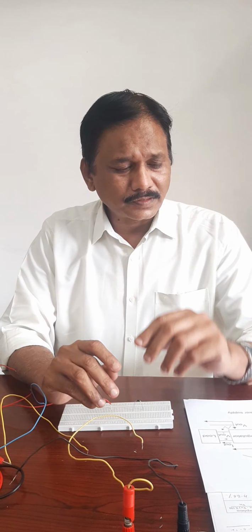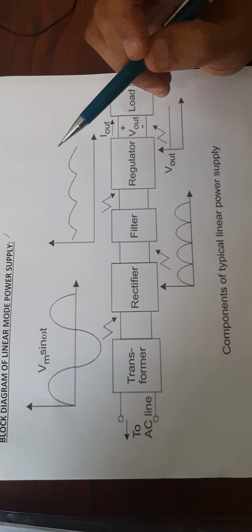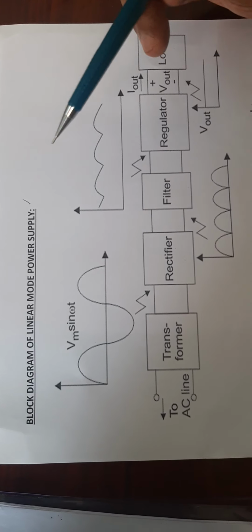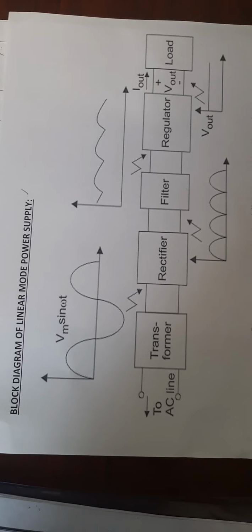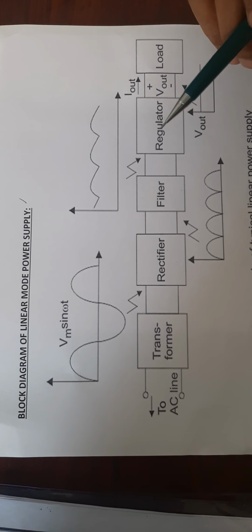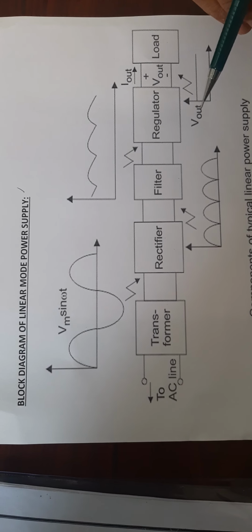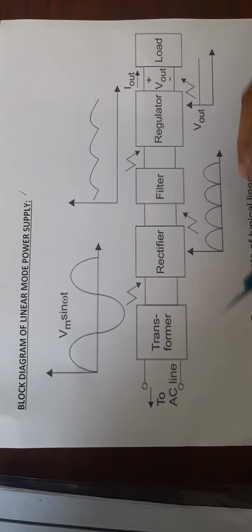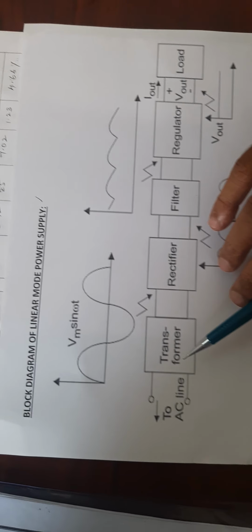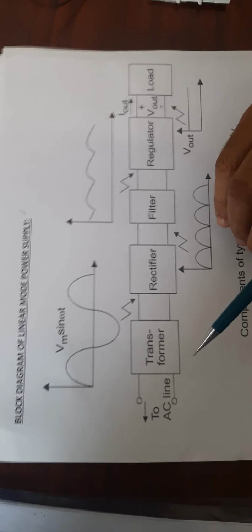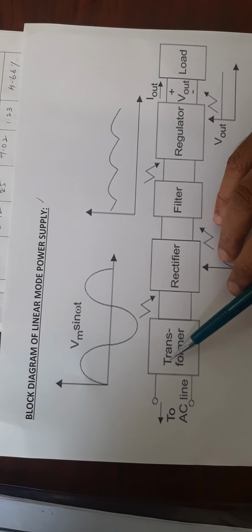Coming to the block diagram, there is a linear mode power supply and the other is a switch mode power supply. We are mainly interested in the linear mode power supply. In this linear mode power supply, the main intention is to design a power supply by using rectifiers and filters. The direct AC line cannot be given, so we have to convert this AC into DC. So this AC line is going to be given to a transformer.